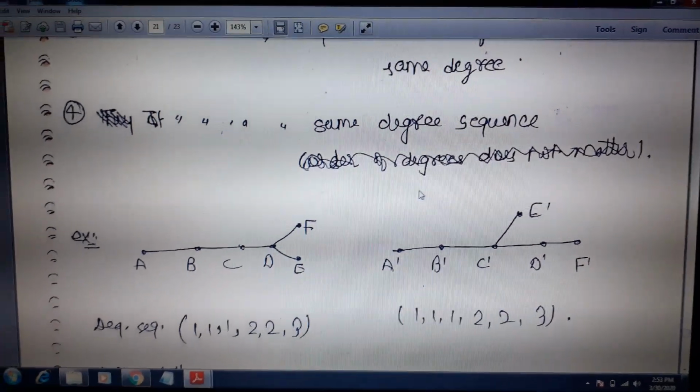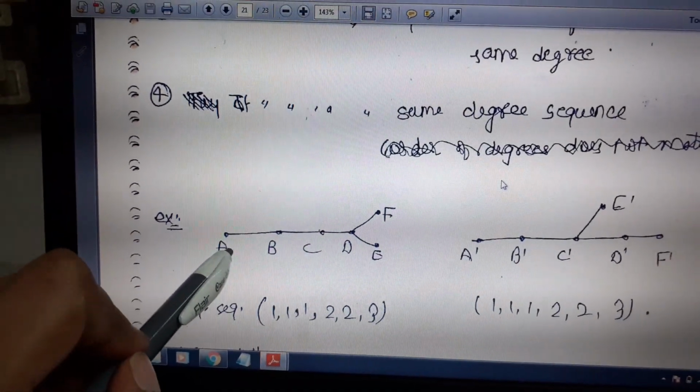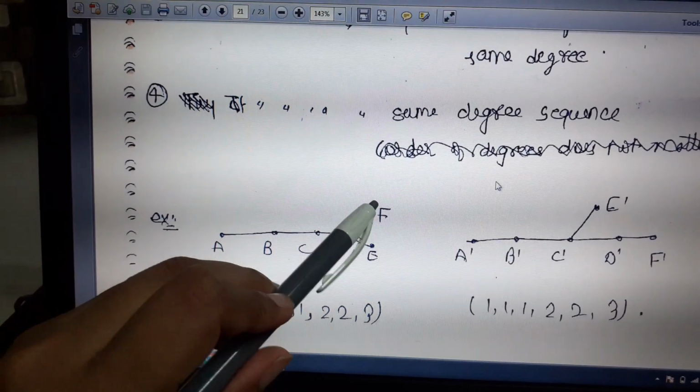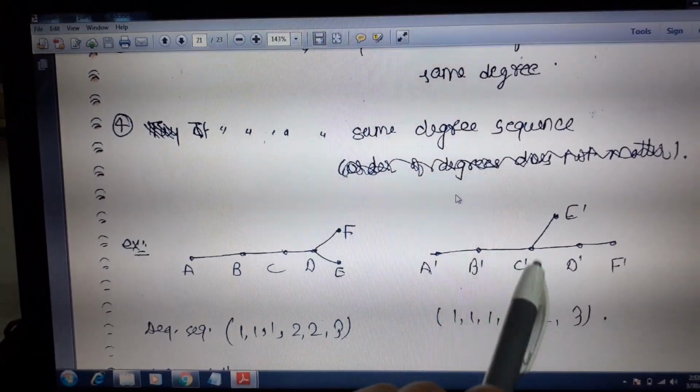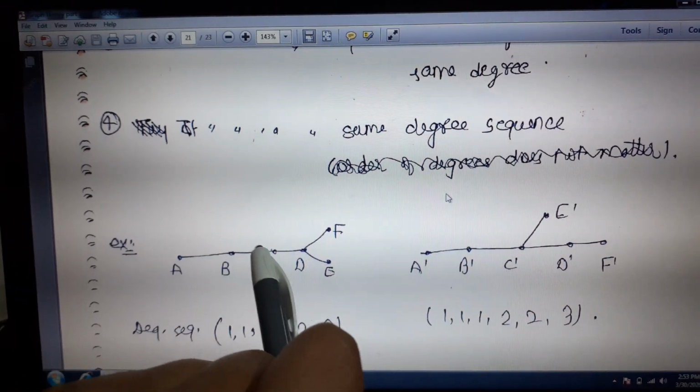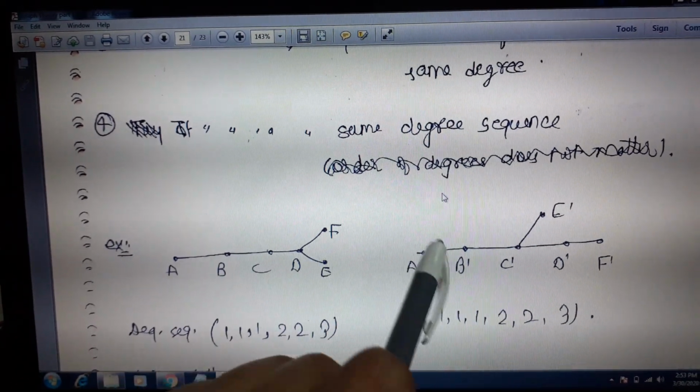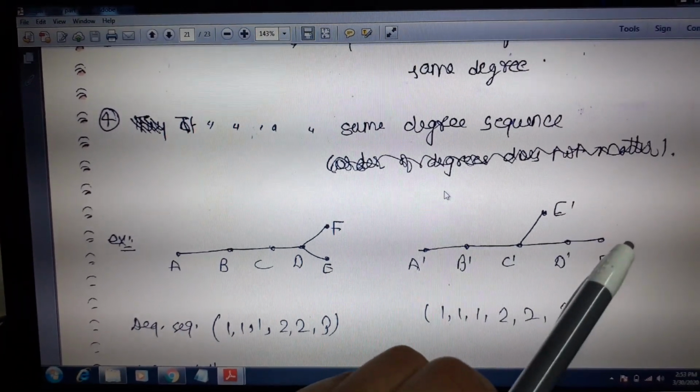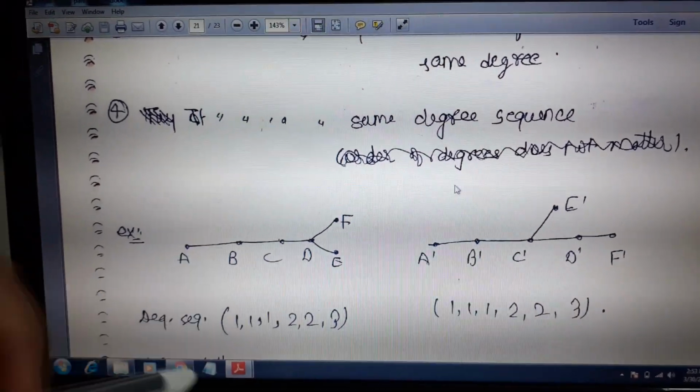For example, this. Now here, check the number of vertices: 1, 2, 3, 4, 5, 6. Similarly here, 1, 2, 3, 4, 5, 6. The number of vertices is the same. Number of edges: 1, 2, 3, 4, 5. And 1, 2, 3, 4, 5. So the number of edges is the same.